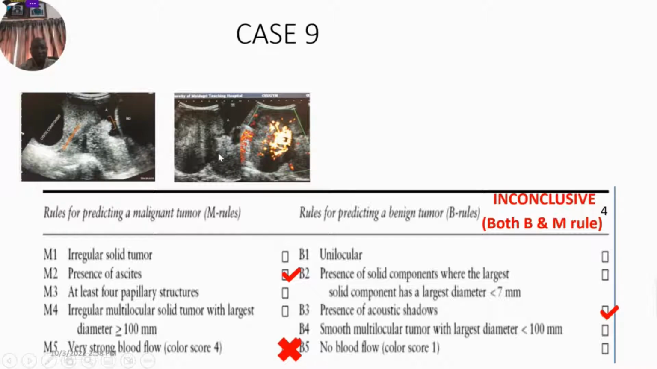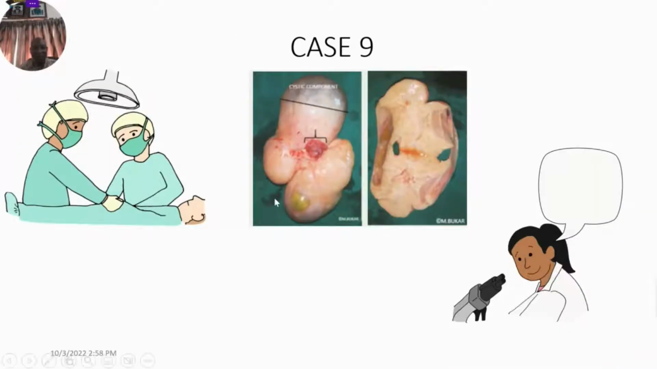So the blood flow is not very strong. So you have both M rule and B rules. So this is inconclusive. She had surgery and it was supposedly confirmed that it was a fibroma.